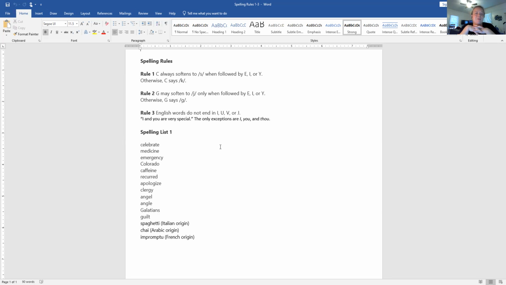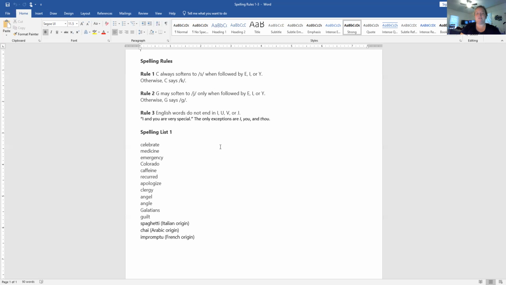Chai is actually Arabic in origin, although there are also some references that say it's more Russian, but it is referring to the tea, and it's an Arabic origin, the word chai. And then we have impromptu, which means to do something spontaneously, but impromptu is French in origin. So that's where your spelling list comes from.